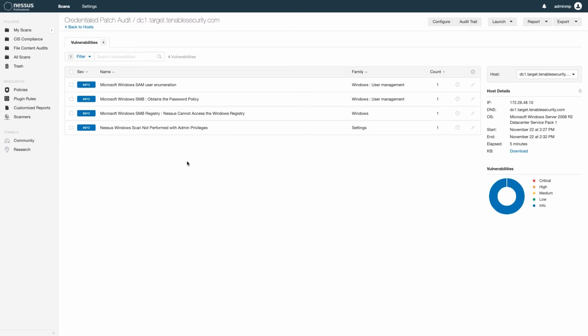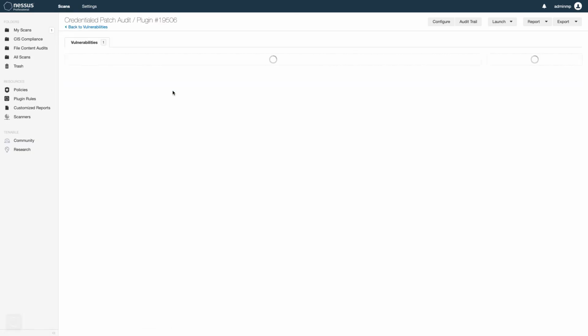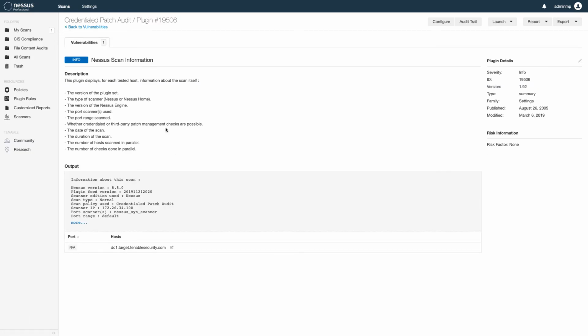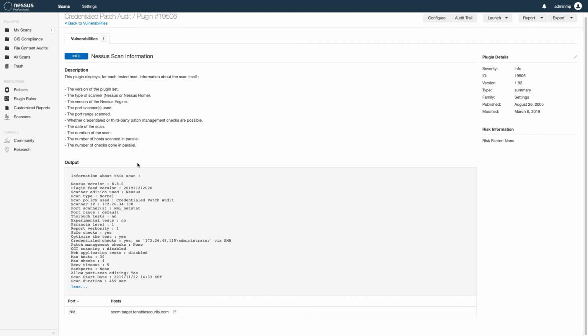Another very useful tool is plugin 19506, Nessus Scan Information. This plugin is enabled by default in most scan templates. It gives a great deal of information about your scan for a particular target, including whether credential checks were run. I can see that they were not for this host. For another host, however, I can see that credential checks were run and what user ran them.